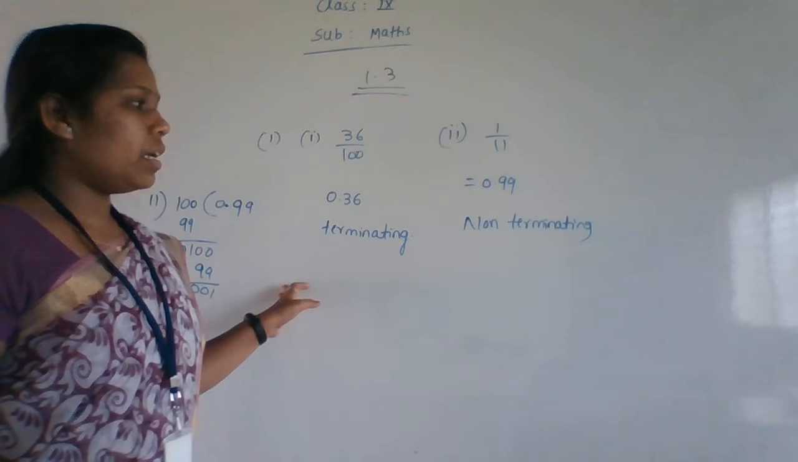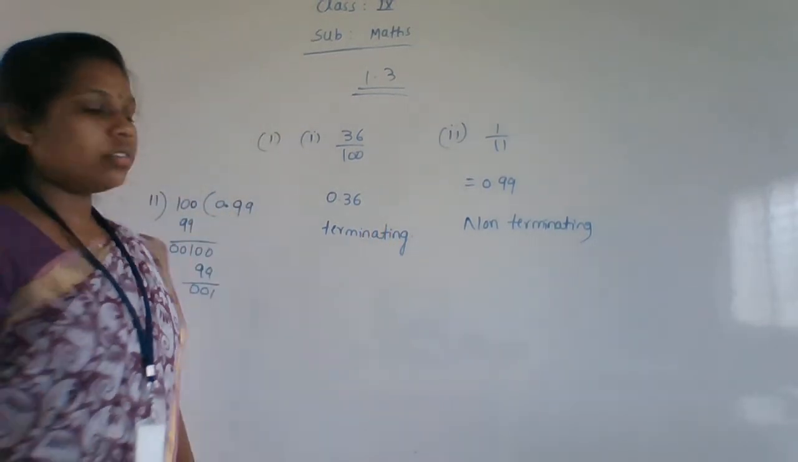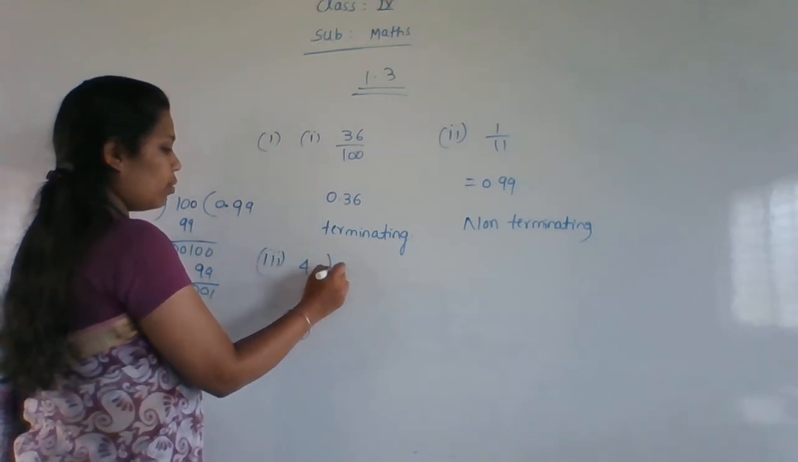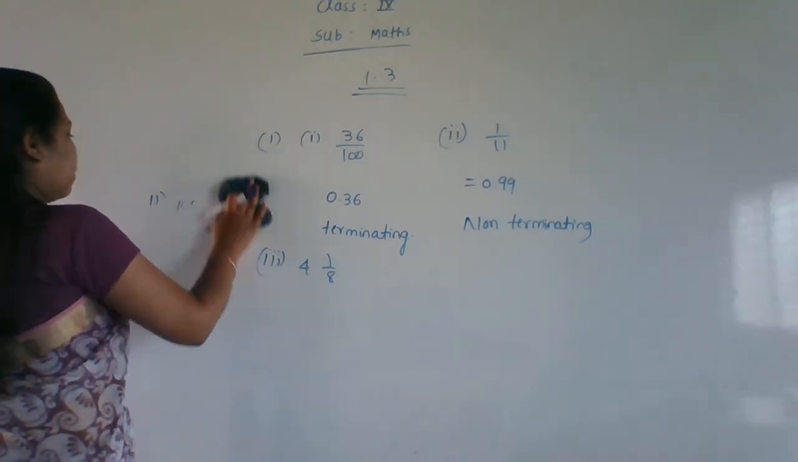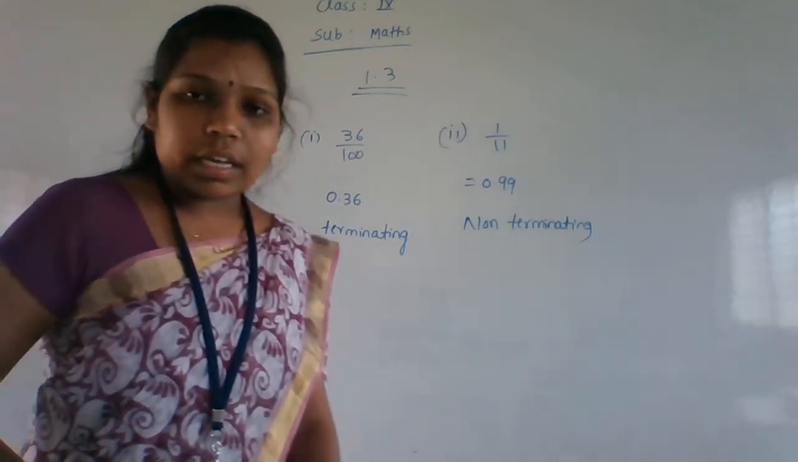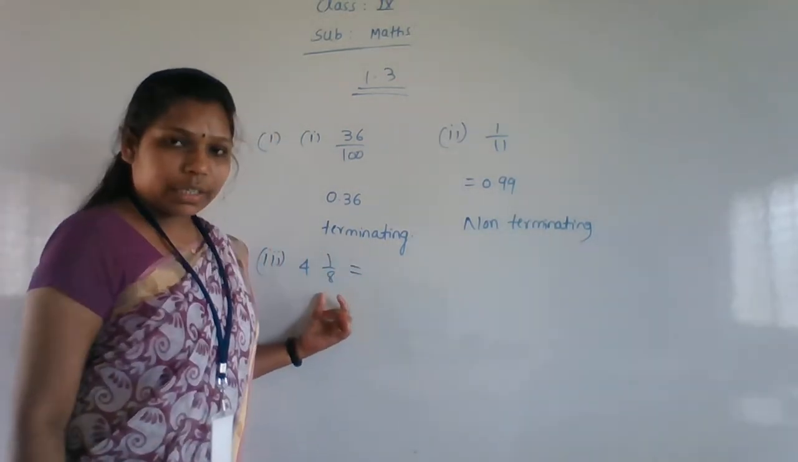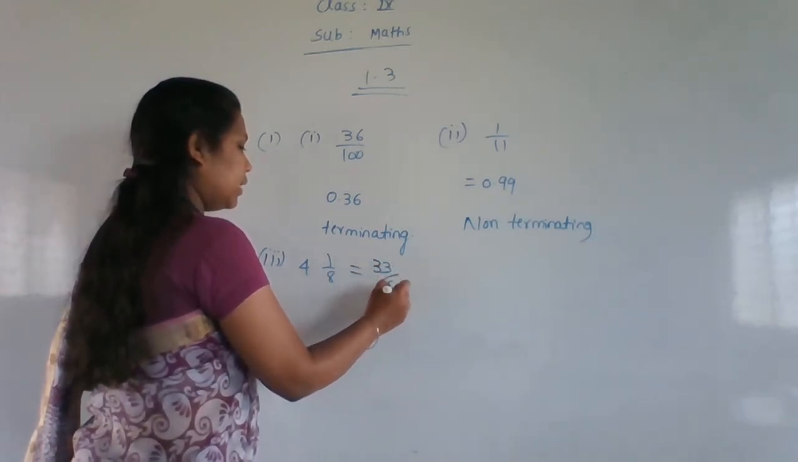The first one is terminating, the second one is a non-terminating value. What is the third one? We'll see the third one now. It is 4 integer 1 by 8. First we have to convert the mixed fraction to an improper fraction. 8 fours are 32, 32 plus 1 is 33, so this will be 33 by 8.